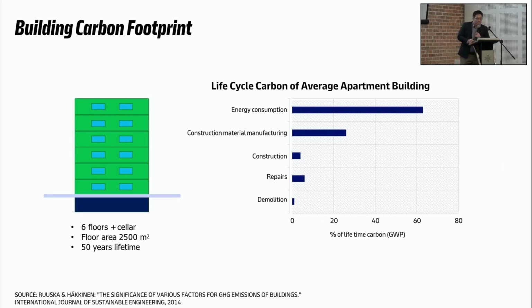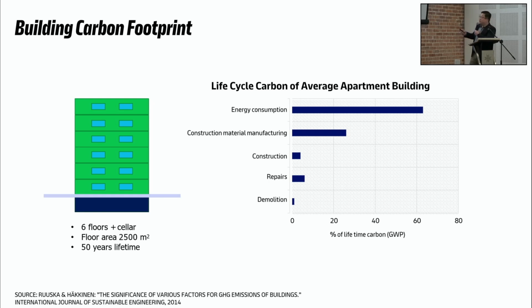So let's take one example of a building. This is by a simulation. For example, you have a 6-floor building, right? Floor area of 2,500, 50 years lifetime. And during this 50 years lifetime, how much energy has been used? Look at the chart right here. Energy consumption through the operation of the building takes up about 60%. Construction material and manufacturing takes almost 30%. The rest is the construction, repair, and demolition.